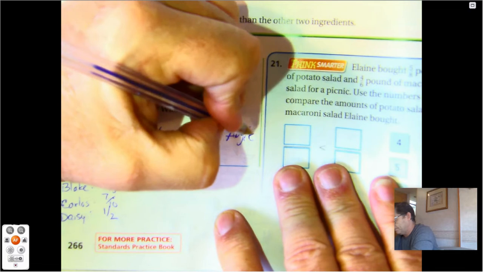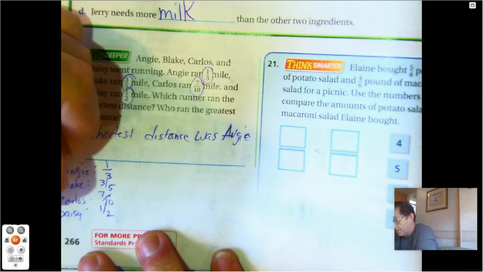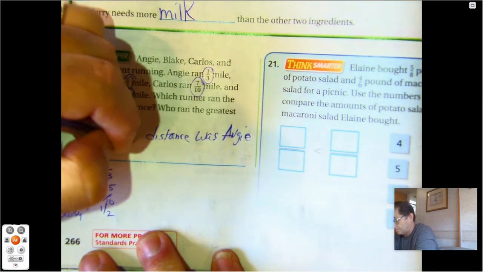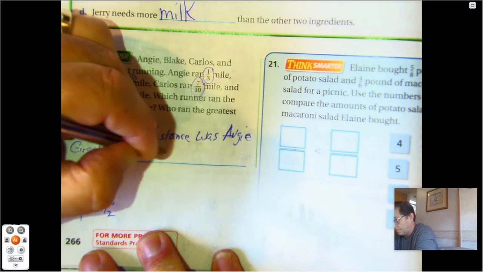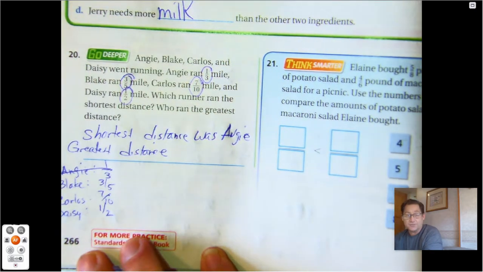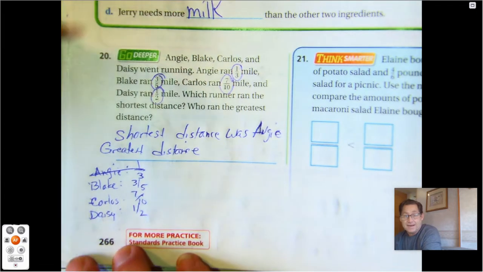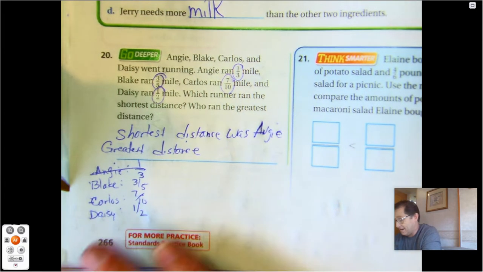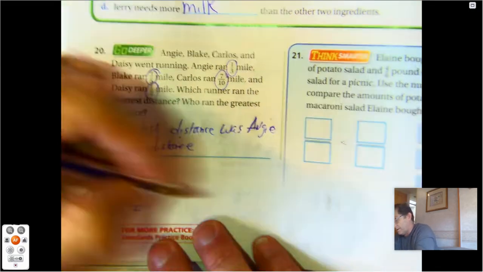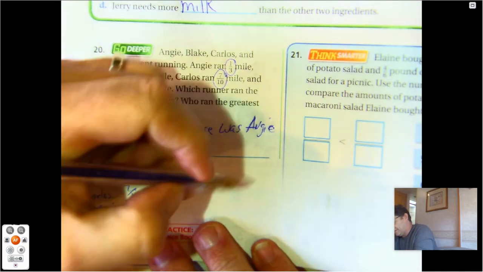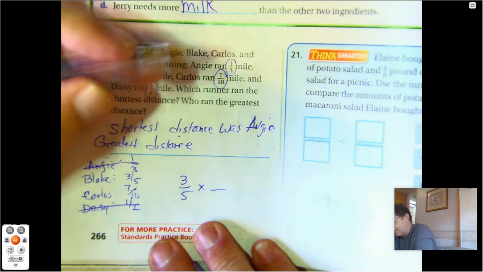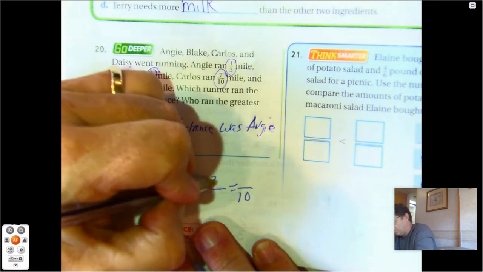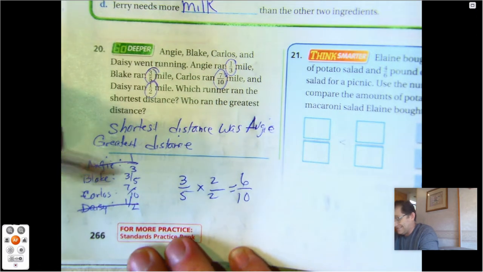Greatest distance. Okay, so I know Angie's not the greatest distance. And I also know it's not Daisy, because she ran exactly a half, and Blake and Carlos both ran more. So we can go 3/5 times what would give me 10? 2 over 2. So Blake ran 6/10 of a mile. Carlos ran 7/10 of a mile. So Carlos.